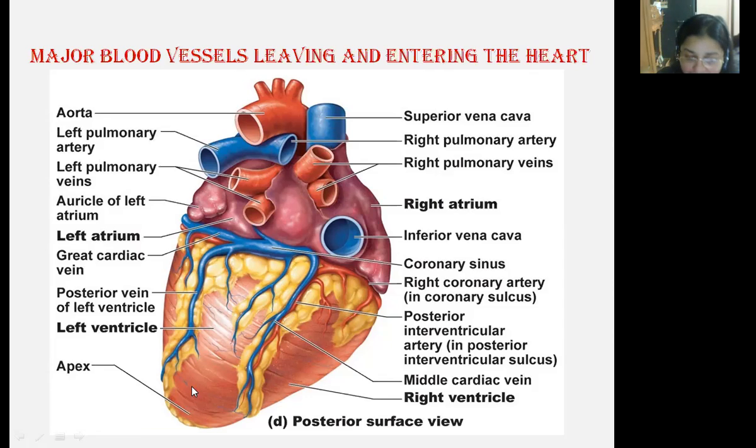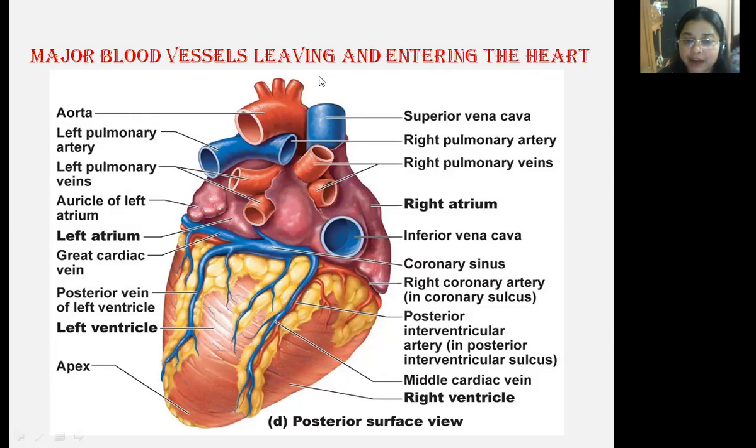Now, this left-hand side of the heart is totally separated from the right-hand side. If you remember, I have already discussed that the upper chambers, the left atrium and right atrium, are separated by the interatrial septum or interauricular septum, and the lower chambers, the left ventricle and right ventricle, are separated by the interventricular septum. So the left-hand side and the right-hand side of the heart are totally separated by the interauricular septum or the interventricular septum. So there is no question of mixing of oxygenated blood with deoxygenated blood.